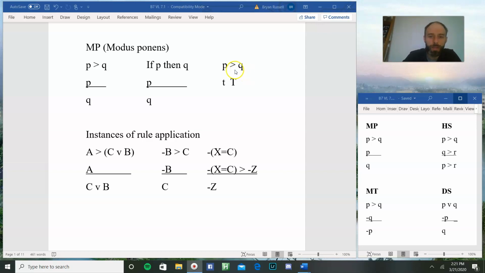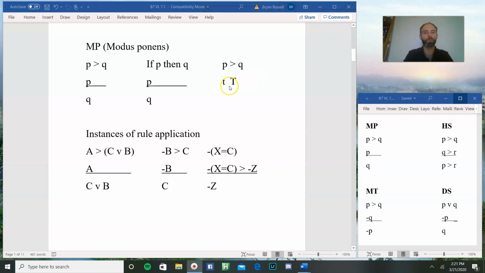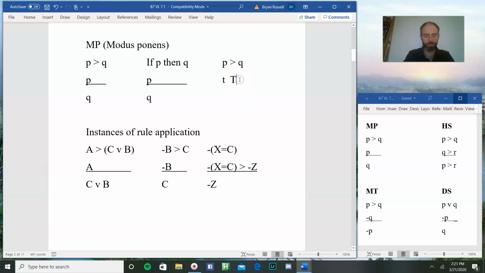So here we have P horseshoe Q, and if we were given that P horseshoe Q was true, and if we knew that P was true, then we would also know that Q would have to be true, because if Q was false, then we would say P was true, the antecedent was true, and the consequent was false, with the horseshoe being true. That should hurt your brain at this point. If you know that the horseshoe is true, then it can't be P being true and Q being false. It would have to be any other combination of truth values. And if you know that P is true, then Q would also have to be true. So we would just fill that in as true. And that's MP.